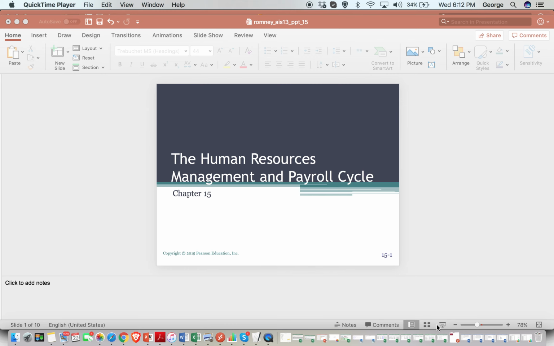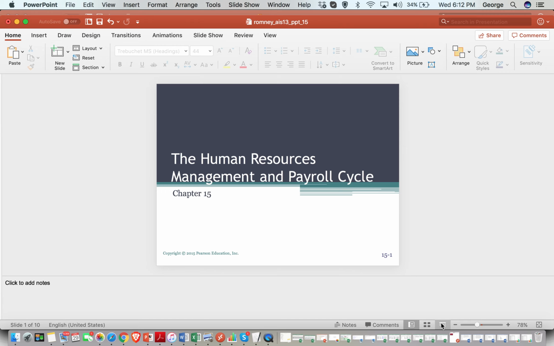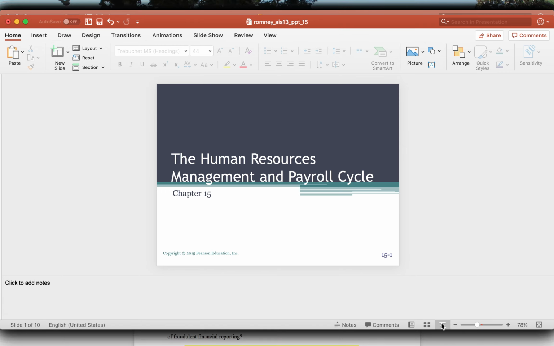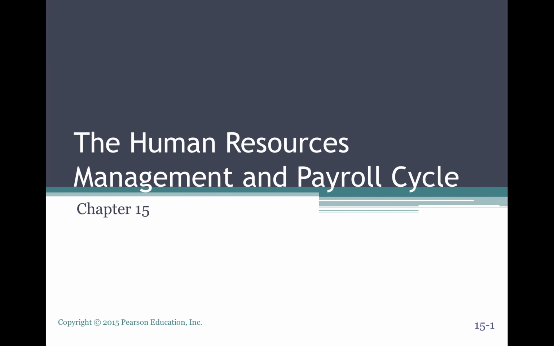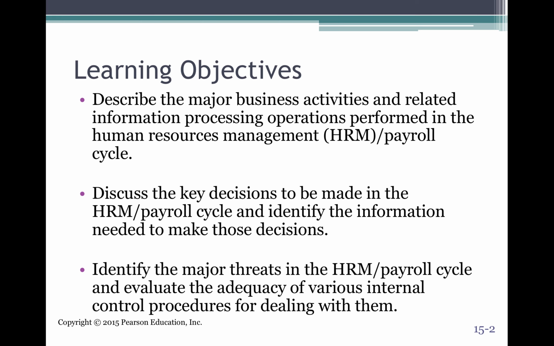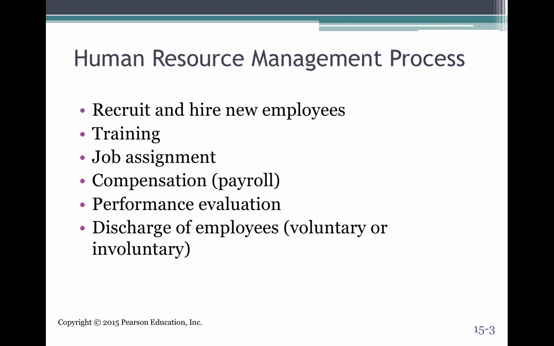Today we're going to talk about the human resource management and payroll cycle. So in this chapter we're going to look at business processes related to the human resource and payroll cycle, key decisions that need to be made, and then threats and mitigation of those threats through good controls.